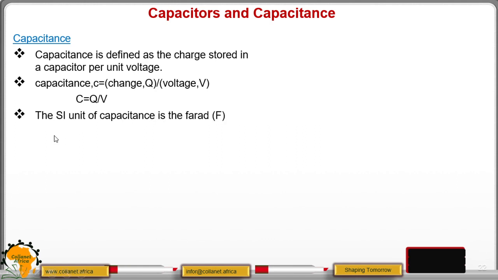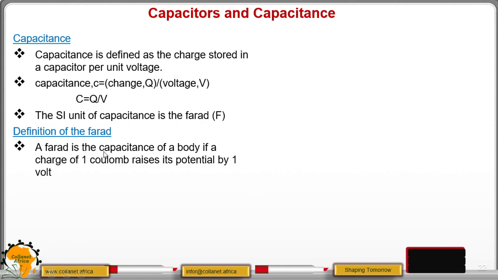But now, let us move to the SI unit of capacitance. If you look at this formula, we can get it directly from here. That will be coulombs divided by voltage. But coulombs per volt is equivalent to farad. Therefore, the SI unit that we are going to use in our calculation is farad. We have the definition of farad as follows. A farad is the capacitance of a body if a charge of 1 coulomb raises its potential by 1 volt.